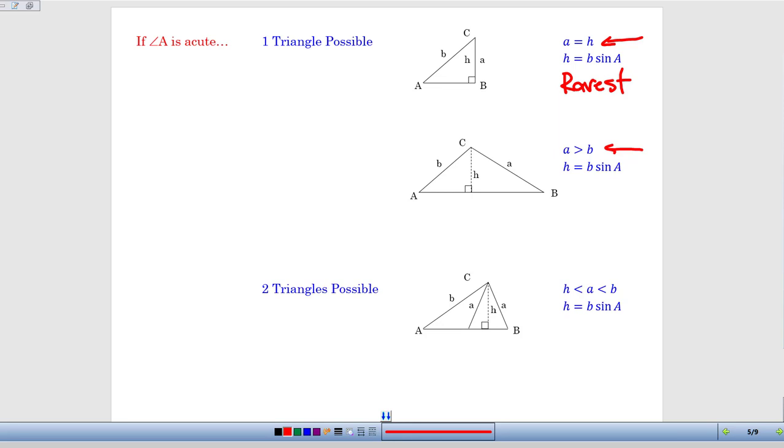The third scenario that we have to deal with is when A, the way I kind of describe it, falls into the sweet spot. So A is shorter than B, so we can see that here, A is less than B, but after we calculate the height, we see that A is greater than H. A is longer than the height, but it's shorter than B. And so in that circumstance we're going to end up with two possible triangles.